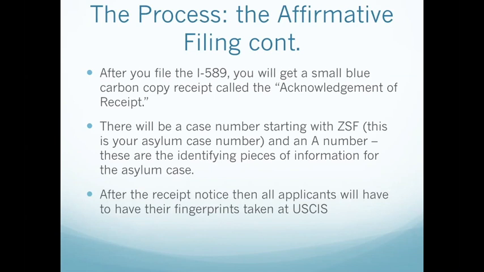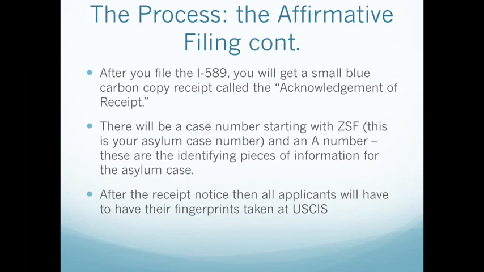So after you file that form I-589 with the correct address, which you will also find on the uscis.gov website, I recommend that you double check that address before you send it, because it does change and sometimes they don't tell us that it's changed. And so just double check the address where you have to send it. Also double check how many copies you have to send.